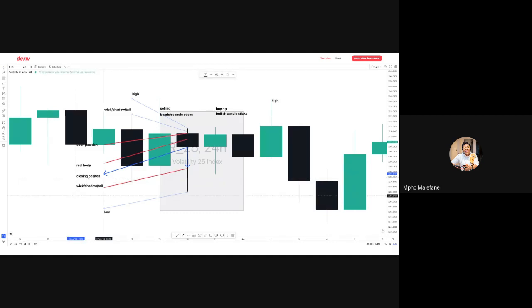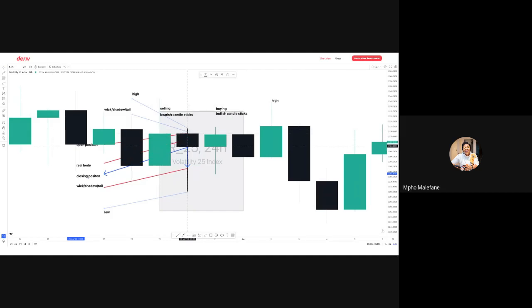So that's the labeling of the bearish candlestick. Like I said, this tip here will be the high. The tip here will be the low. These tiny lines above and below are called wick, shadow or tail, as you can see here. The one with the body is called the real body. The fact that it's a bearish candlestick and it's selling denotes that it's going down, right? So definitely this will be the opening position. This will be the closing position.